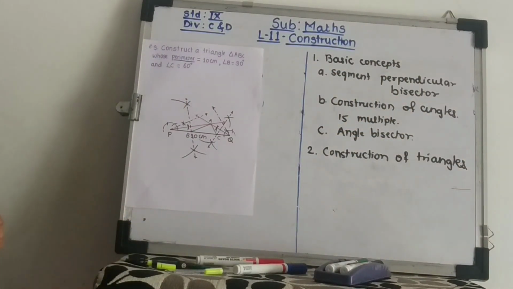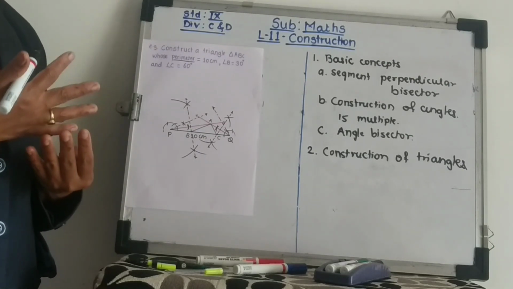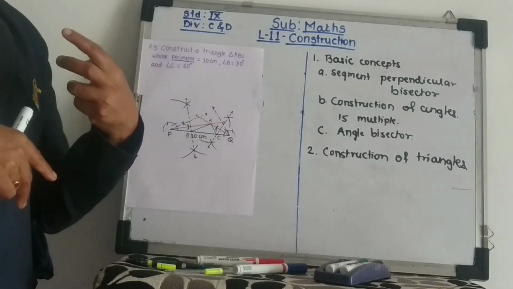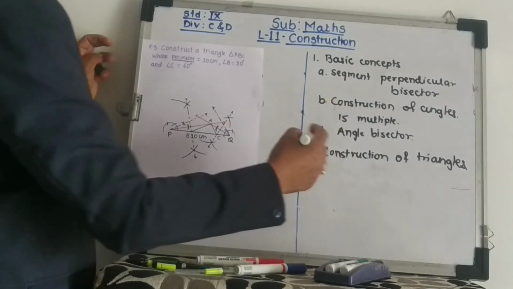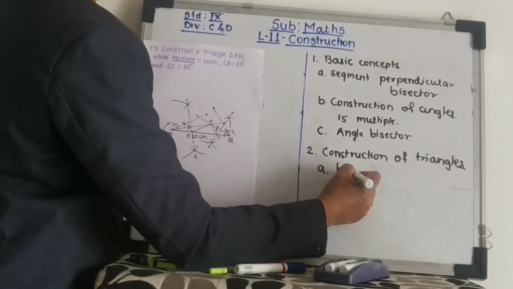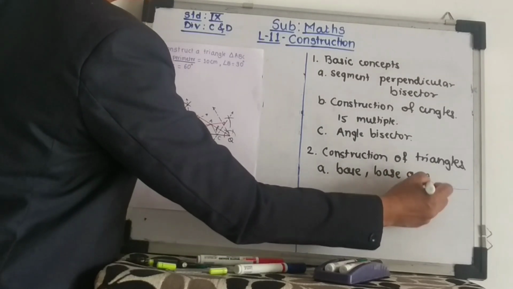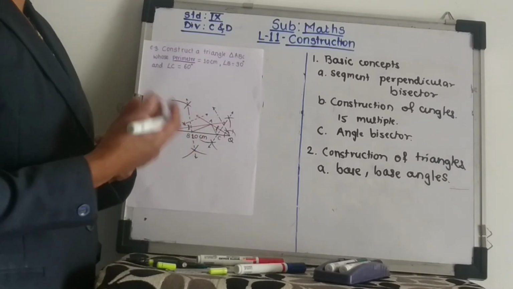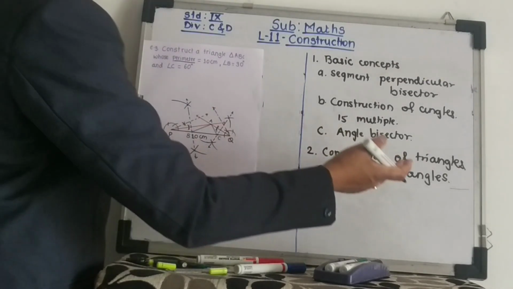Actually, we have only 3 constructions of triangles here, but we say there are a total of 4. Why? Because under difference we have 2 different types of construction. So that's why we say a total of 4 constructions under triangles. Very first we have seen, when a base and base angles are given, how to do the construction, or is only this much information okay?